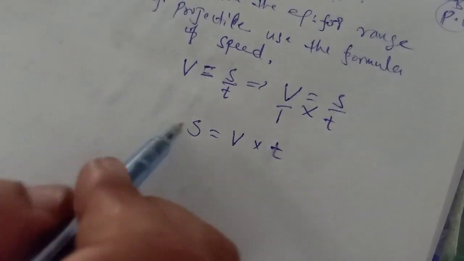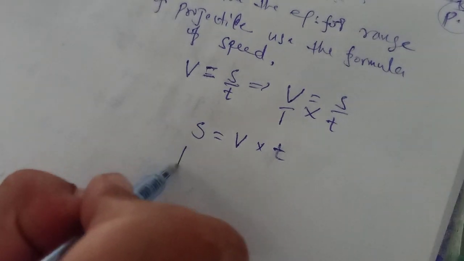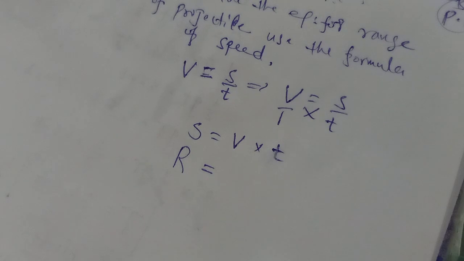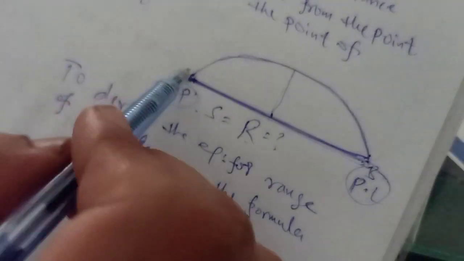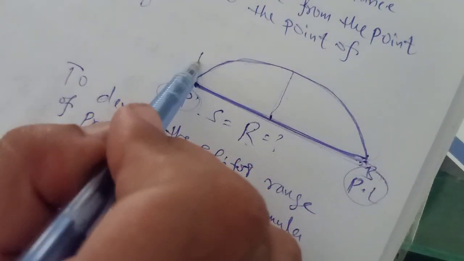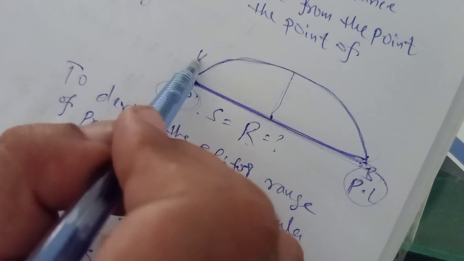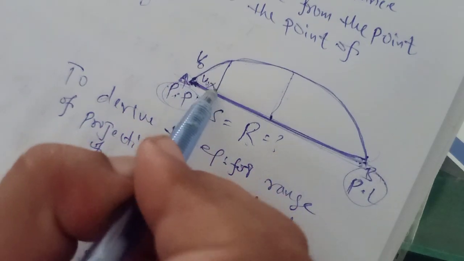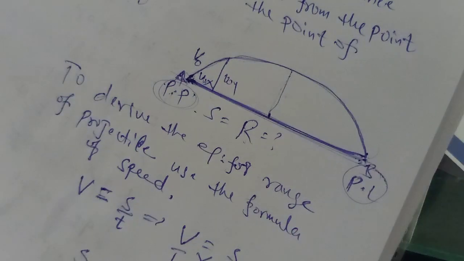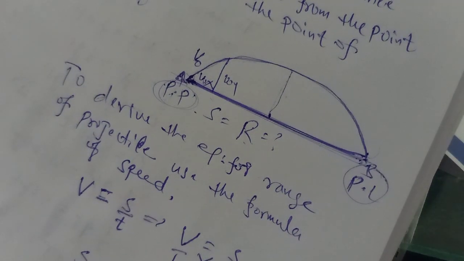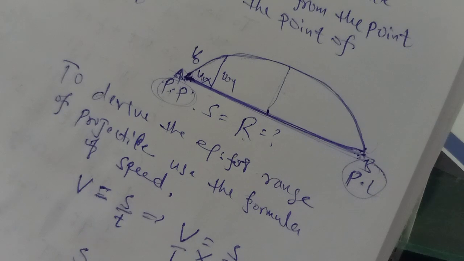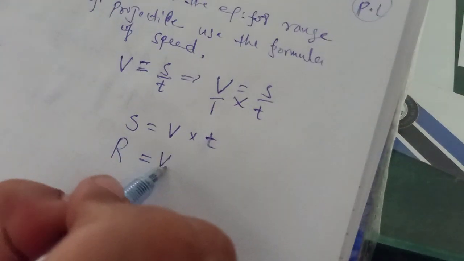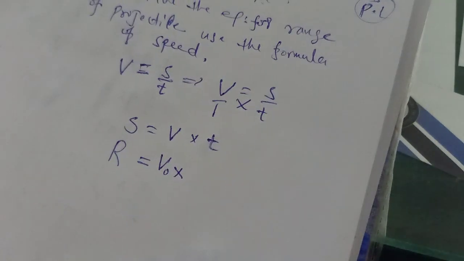Now, by distance here we mean the range of projectile. And what about V? Remember, the velocity during the course of its journey has two components of velocity: V naught X component and V naught Y component. So which component will be taken here? Remember, here we will take the V naught X component of velocity.